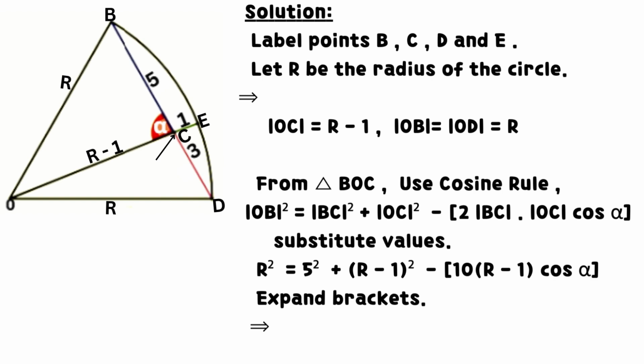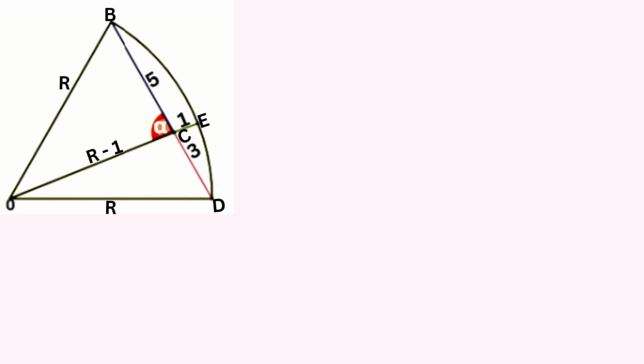From triangle BOC, use cosine rule. We obtained an equation for the square of line OB as shown on the screen. Substitute values. We have that the square of R equals the sum of the square of 5 and the square of R minus 1 minus 10 times the product of R minus 1 and cosine alpha. Expand brackets.